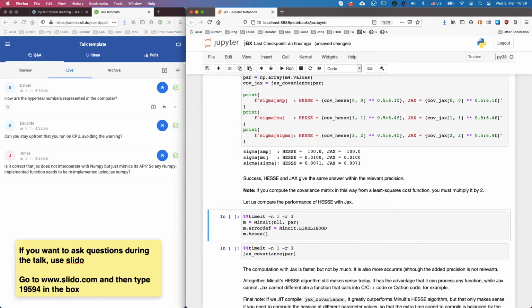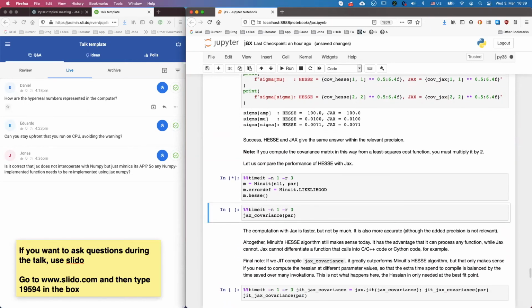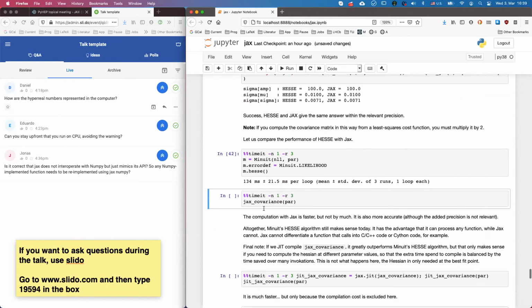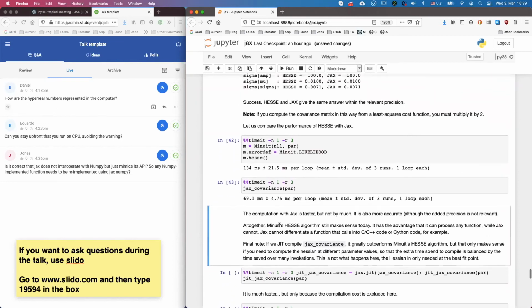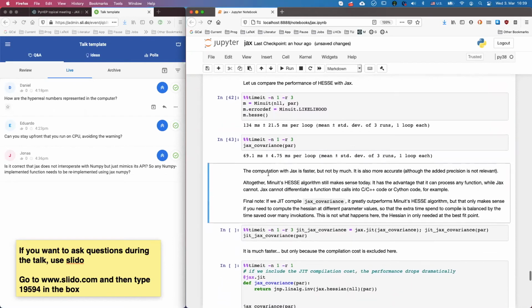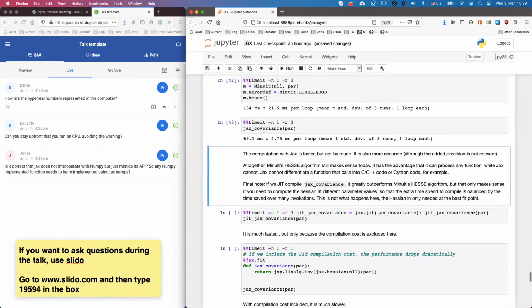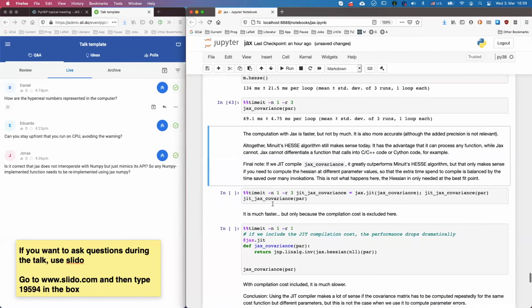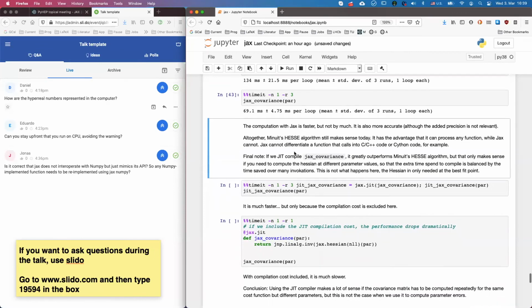We can also ask which is faster. When we let Minuit do this many times, it takes about 130 milliseconds per run. JAX is a bit faster here, about twice as fast. So if you want the additional precision and you already have something that is JAX differentiable, then this may make sense.